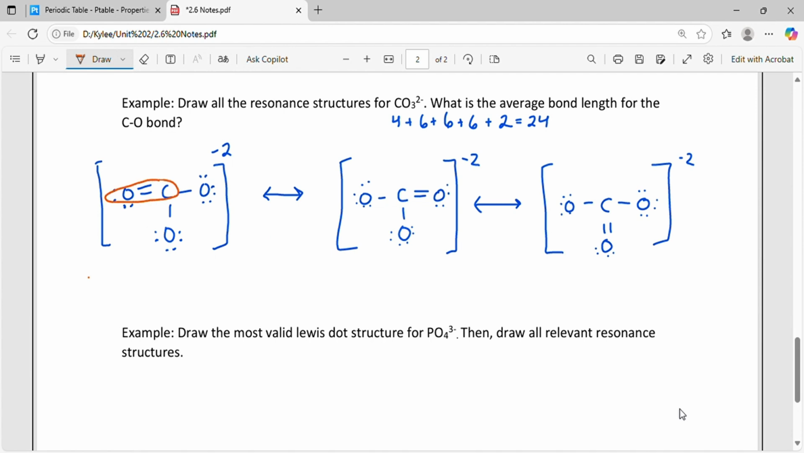Here, our double bond is on the left. Here, our double bond is on the right. And on the last one, the double bond is going down. Now, the question becomes, what is the average bond length for this?